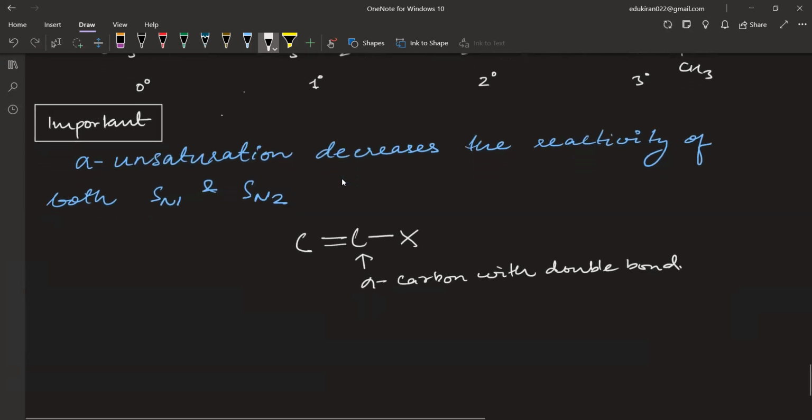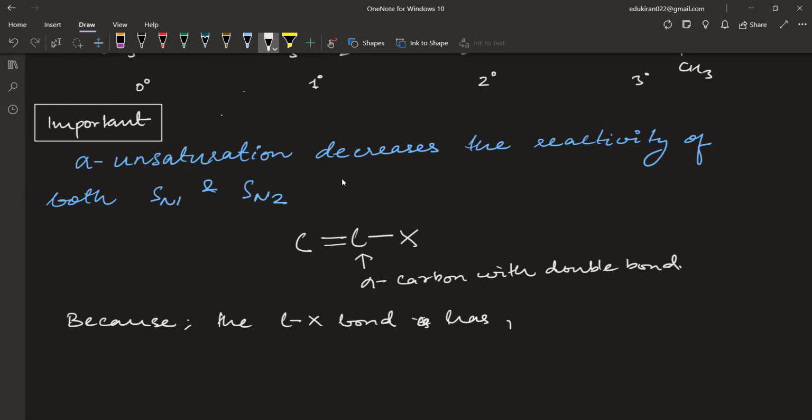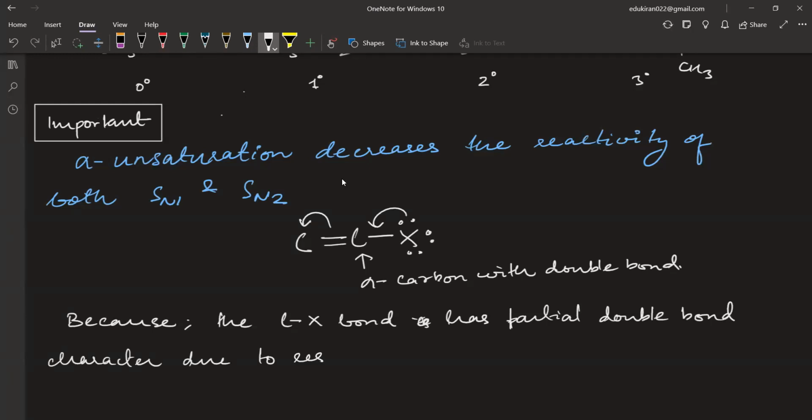Now, why is the reactivity decreasing? Because the CX bond has partial double bond character. Why? Because see here, there will be a lone pair and there will be resonance. That means due to resonance. Okay. Next point.